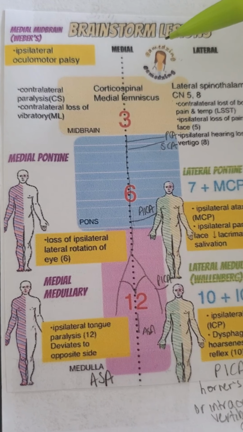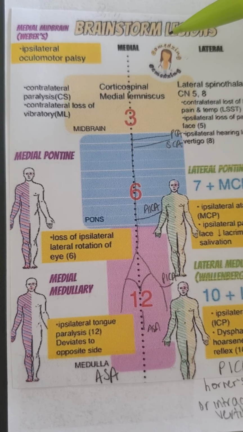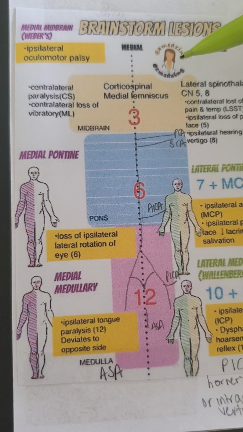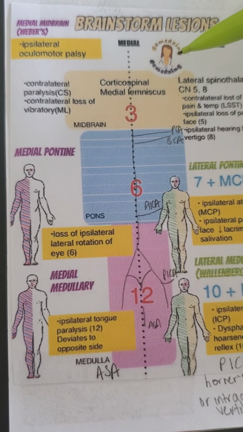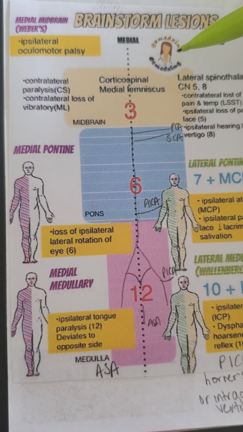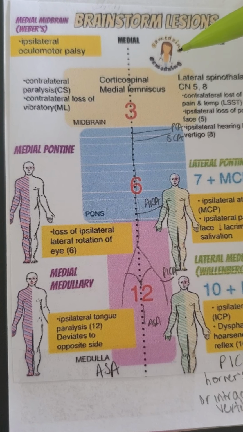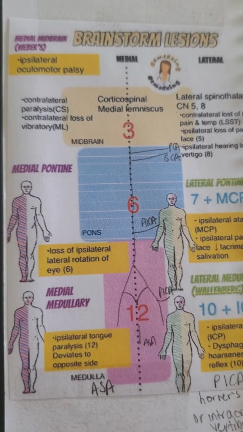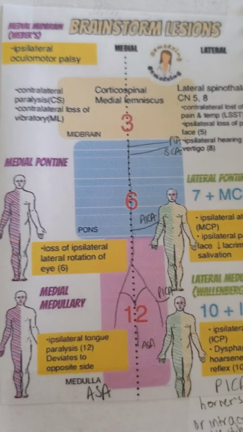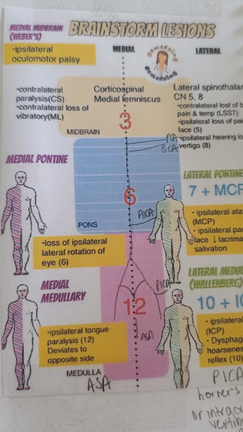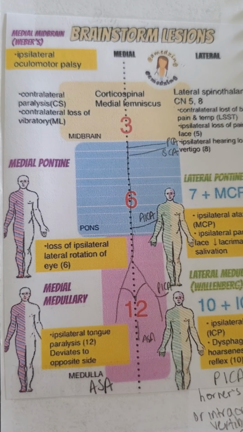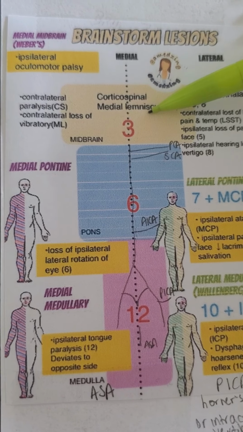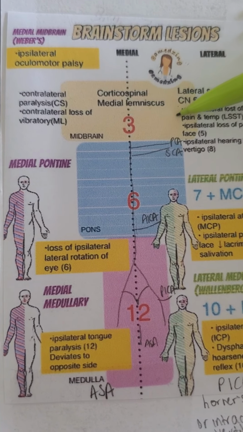So if the question stem was talking about something where the patient has an ipsilateral down and out eye that is dilated, and the patient has hemiparesis on the opposite side, and also they lose vibratory sensation on the opposite side, we know we're dealing with a medial midbrain lesion.